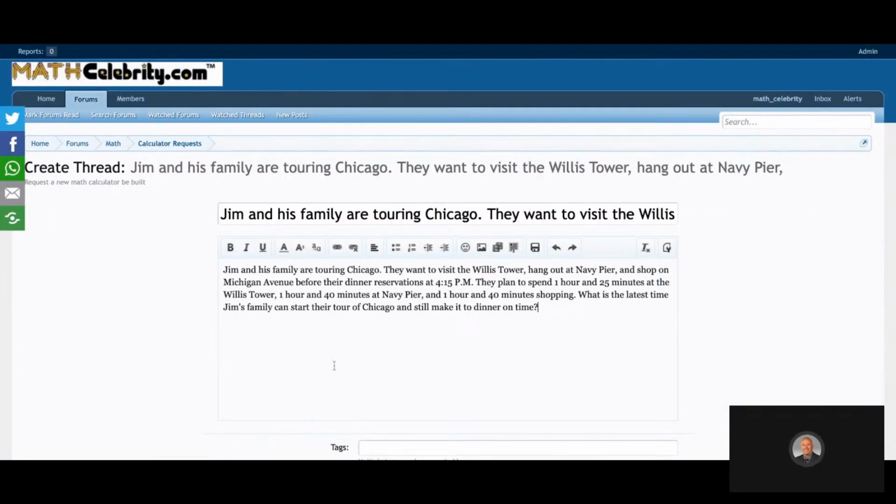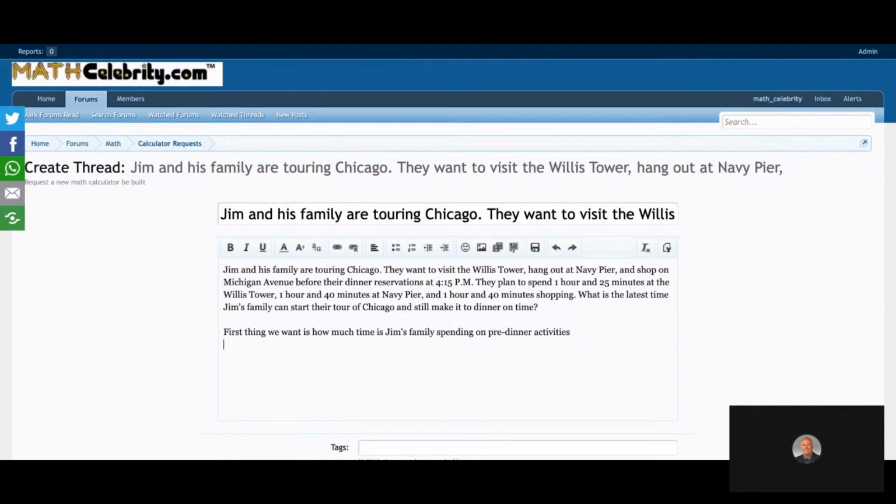Jim and his family are touring Chicago. They want to visit the Willis Tower, hang out at Navy Pier, and shop on Michigan Avenue before their dinner reservations at 4:15 p.m. They plan to spend 1 hour and 25 minutes at the Willis Tower, 1 hour and 40 minutes at Navy Pier, and 1 hour and 40 minutes shopping. What is the latest time Jim's family can start their tour of Chicago and still make it to dinner on time?